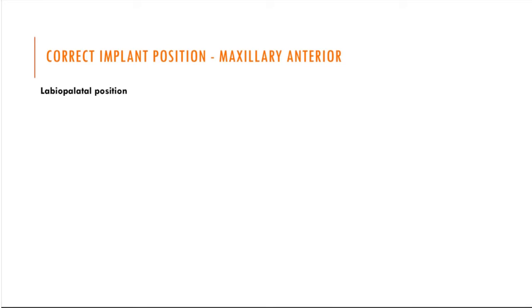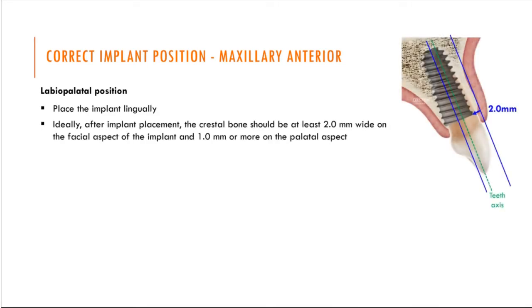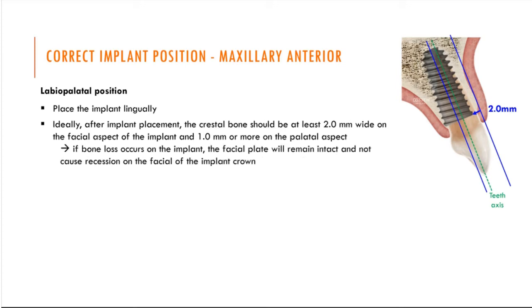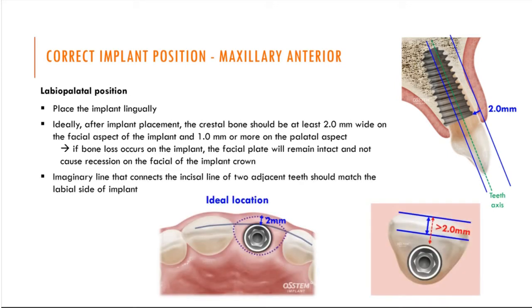For the labiopalatal position, place the implant lingually, and ideally after implant placement, the crestal bone should be at least 2 mm wide on the facial aspect of the implant and 1 mm or more on the palatal aspect. This is because if bone loss occurs around the implant, the facial plate will remain intact and not cause recession on the facial of the implant crown. We can also use the imaginary line that connects the incisal edges of 2 adjacent teeth, and it should match the labial side of the implant.